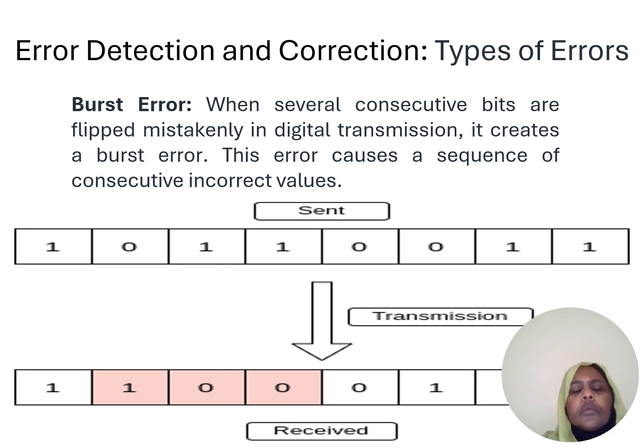The multiple bit error is rather rare compared with the single bit error and the burst errors. The burst errors are when several consecutive bits are flipped mistakenly in digital transmission. It creates a burst error, and it can happen because of a data surge or high noise. Errors tend to happen in bursts rather than in single bits.